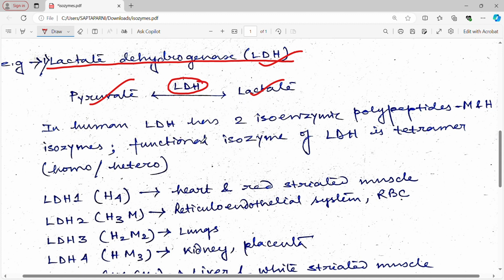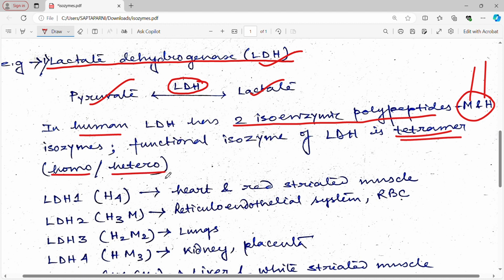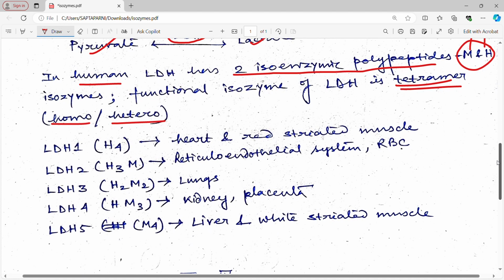In human, there are two types of LDH isoenzyme. What are those? M type and H type. M type means muscle type and H type means heart type. And in any kind of functional isoenzyme of LDH, the functional form is a tetramer. The tetramer could be homotetramer or heterotetramer. So let's take a look. LDH1, or the first isoenzyme of LDH, consists of a homotetramer of heart type isoenzyme or H isoenzyme.